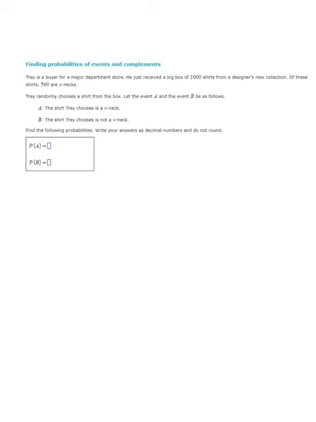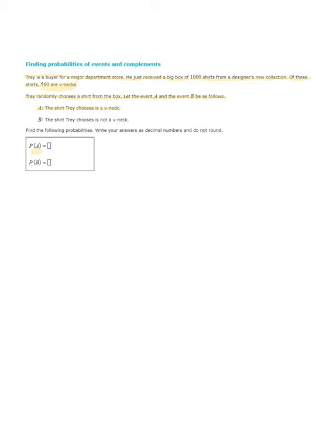Here we've got, it says Trey. Trey is a buyer for a major department store. He just received a box of 1,000 shirts from a designer's new collection. Of these shirts, 560 are V-necks. Randomly choose a shirt from the box. Let the event A and the event B be as follows. The event A is the shirt Trey chooses is a V-neck. In other words, what this is saying is, what's the probability Trey gets a V-neck?